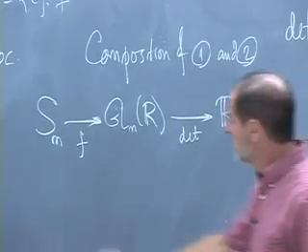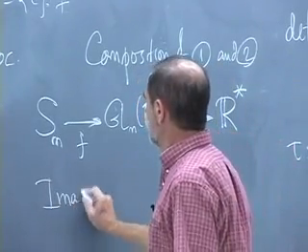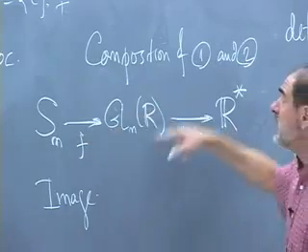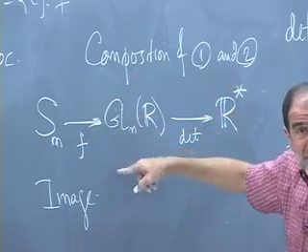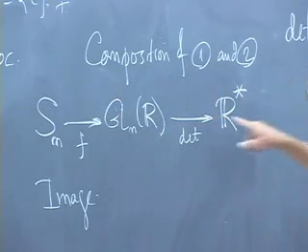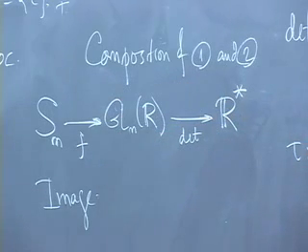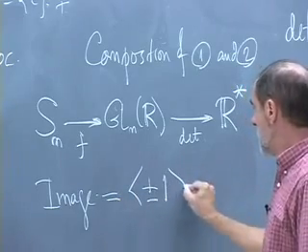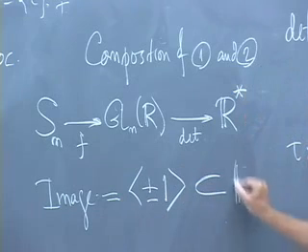The image is not all of R star, because the image of F was not all the matrices here. It was just the permutation matrices. And we saw that the determinant of a permutation matrix is plus or minus 1. So the image is the subgroup plus or minus 1 inside of R star.